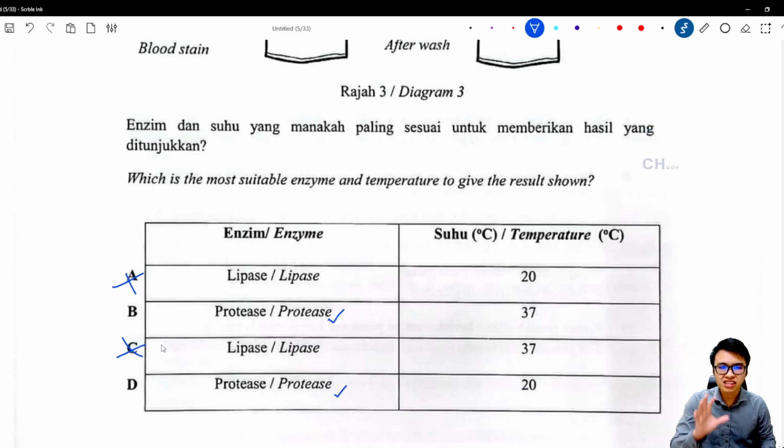Now, the best temperature for the enzyme to work will be our body temperature, because protease is an enzyme that can be found in our body. So if we want to digest the protein, we are going to use our body temperature, which is 37 degrees Celsius. Almost there. So the answer is B.